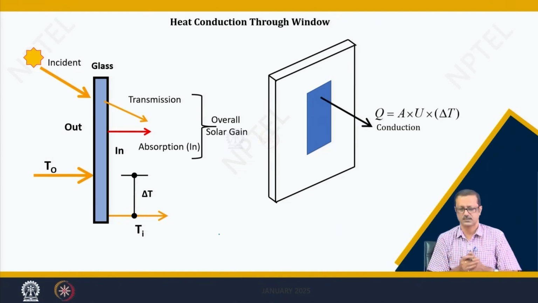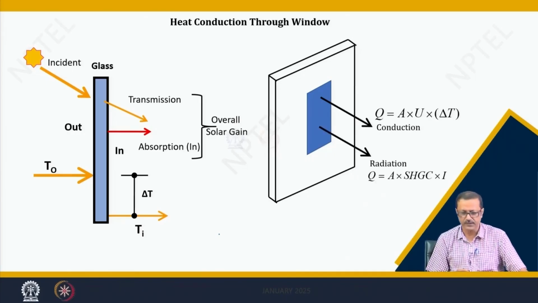We have seen in the last lecture that we can calculate it if I know the area of the exposed window, the U value of the window, and the temperature difference. Similarly, I can also find out how much is the radiation heat gain, because the wall and the opaque surfaces will not allow any radiation; only transparent surfaces like the glazing or the window will allow it.